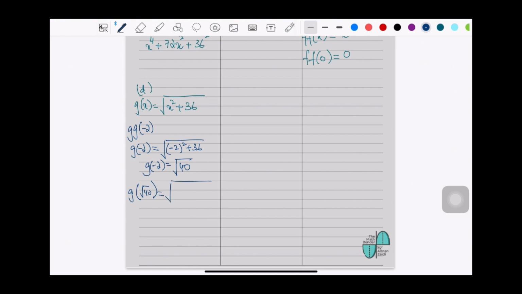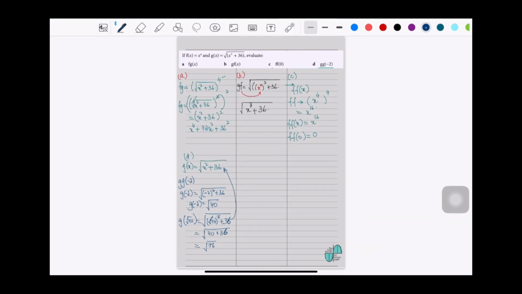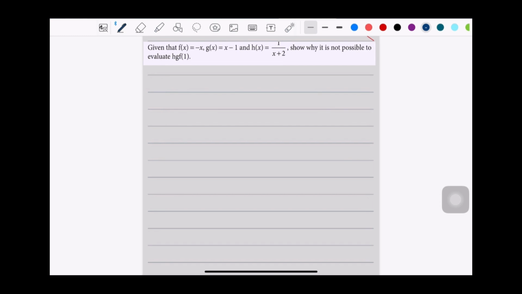So this is going to be root of root 40 squared plus 36, plugging it in again. Now this is going to be root, and the square cancels out, hence root 40 plus 36, which is equals to root 76. Now let's move forward and check the last question of the day.